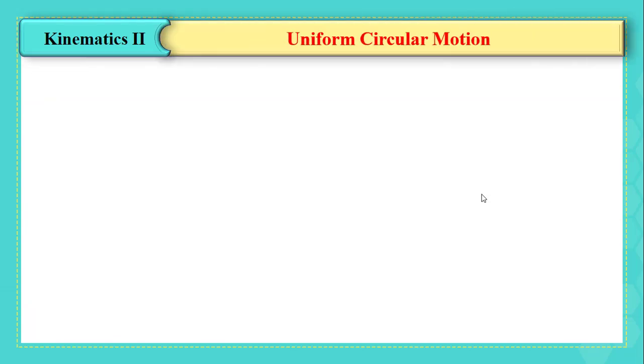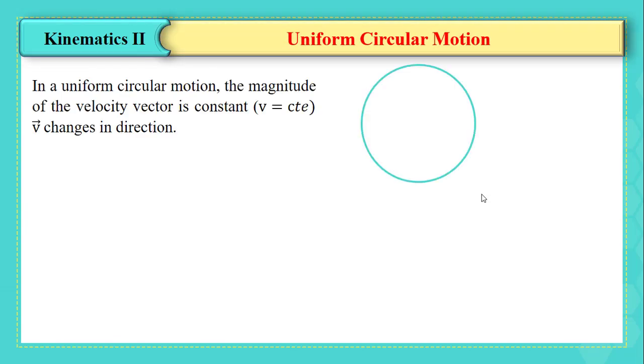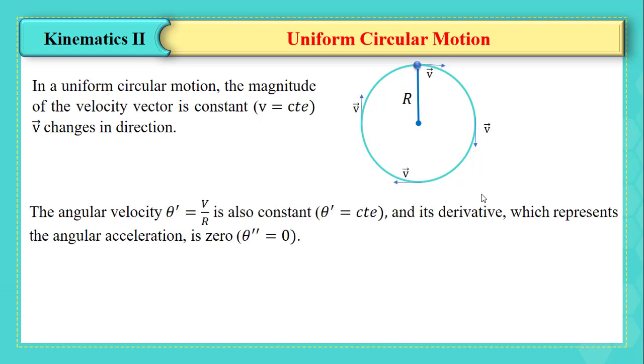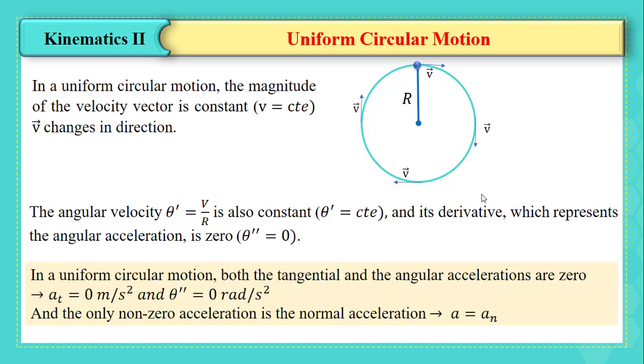Let's define the uniform circular motion. In a uniform circular motion, the magnitude of the velocity vector is constant. V changes in direction. The angular velocity theta prime, which is equal to V divided by r, is also constant, and its derivative, which represents the angular acceleration, is 0. Theta double prime is equal to 0. In a uniform circular motion, both the tangential and the angular accelerations are 0, therefore AT is equal to 0 and theta double prime is equal to 0, and the only non-zero acceleration is the normal acceleration, therefore A is equal to AN.